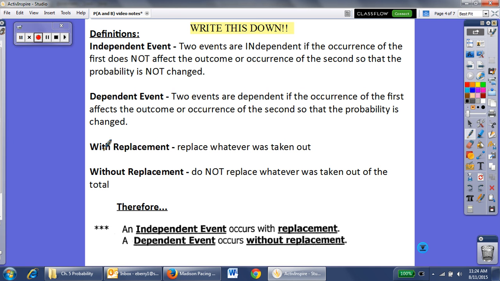With replacement means exactly what it sounds like. Replace whatever was taken out. So if you have a bowl of marbles and you take a blue one out, if it says with replacement, you need to replace that blue marble, put it back in. And without replacement, you do not replace, so you do not put back in whatever was taken out of the total. So therefore, an independent event occurs with replacement. A dependent event occurs without replacement. So we'll go over this as we apply it to the problems on the next page.